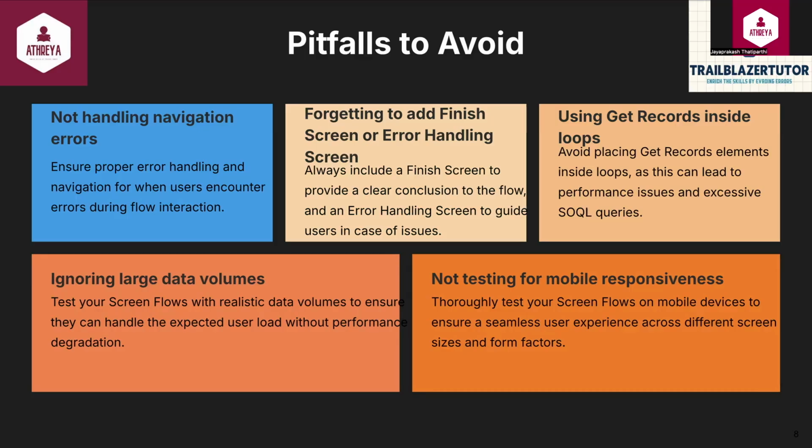Flows that work perfectly in a sandbox or with a few records can fail under real-world data volumes. Always test your flows with realistic data sets to ensure they can handle your expected user load and data scale. A flow that loops through 10 records might work fine, but with 10,000 records, it could slow down or hit limits. Testing under realistic conditions helps identify and optimize these issues early.